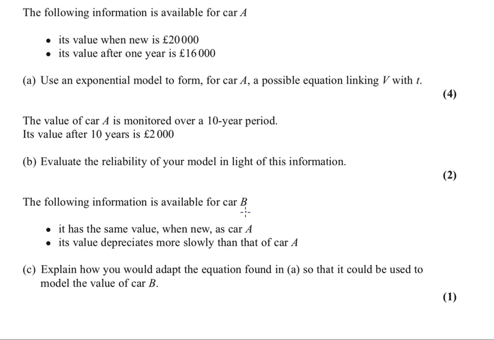It then says we've got another car B that has the same starting value, so it's going to start with £20,000, but the k value is going to change because it says it depreciates more slowly, which means we're not going to be multiplying by as much each time. It's still going to decrease though. So to make it decrease but slower, the 0.8 that we had earlier is going to get closer to 1 but never actually equal 1.